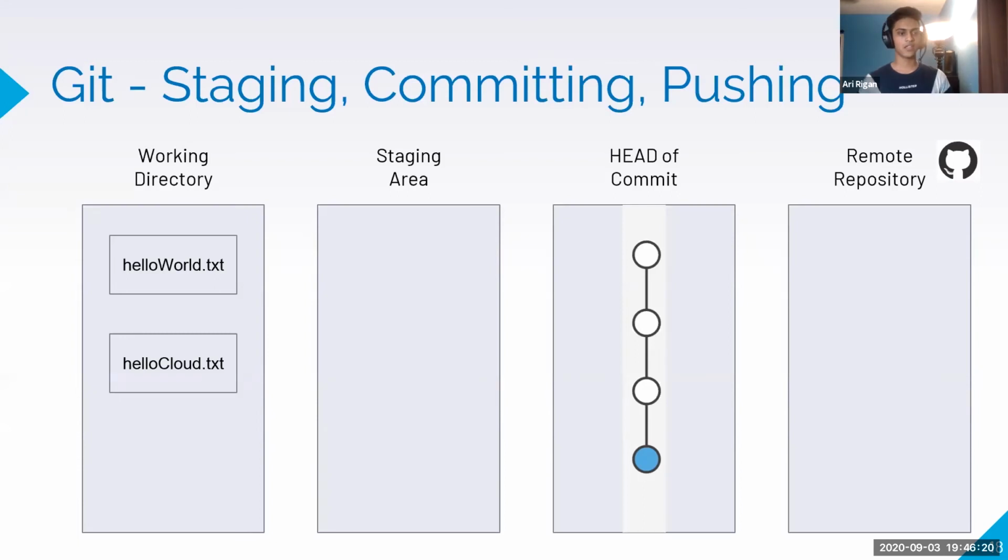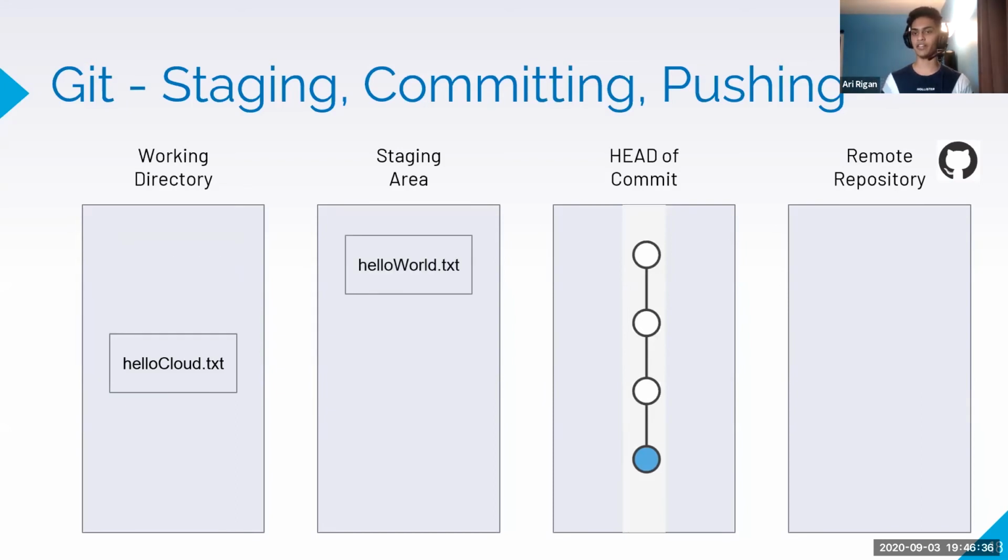But basically, let's say I created this hello-world.txt file, and I made some changes to it, and I want it to be ready to commit to keep a snapshot. What I would do is push it to the staging area. So this means that, okay, this is ready to have a snapshot taken.